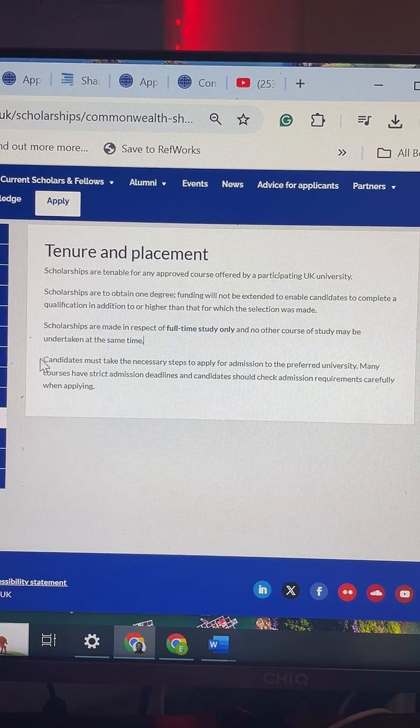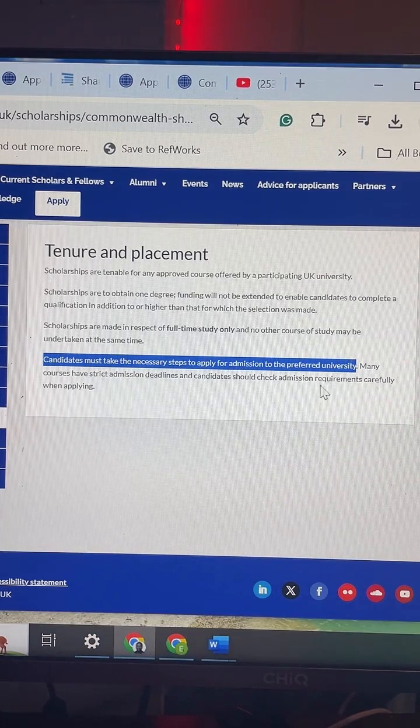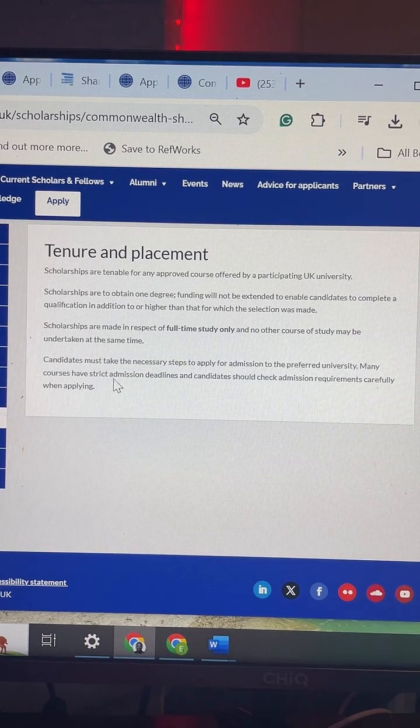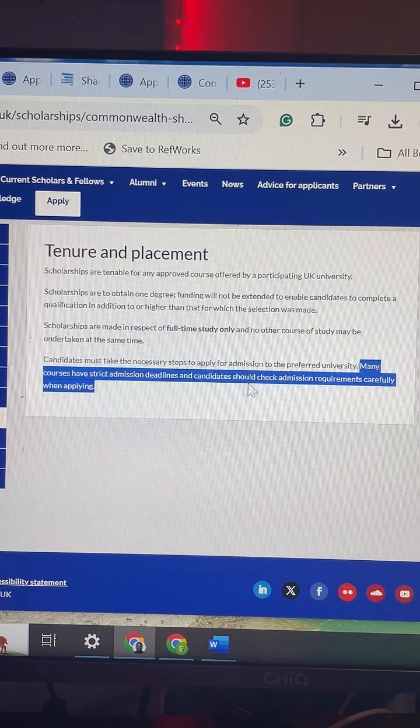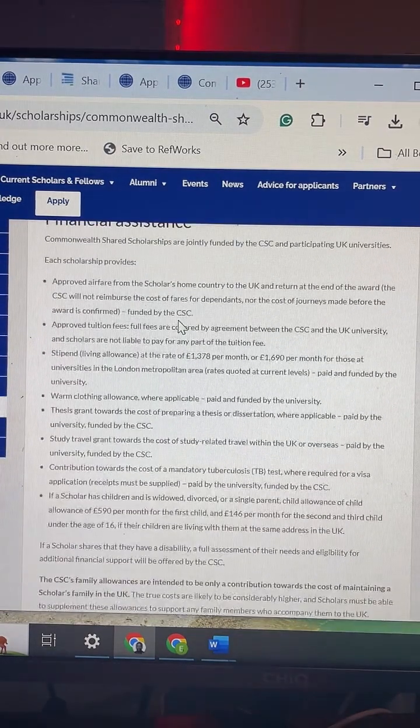And then candidates must take the necessary steps to apply for admission to the preferred university. Many courses have strict admissions deadlines, and candidates should check admissions requirements carefully when applying. So the Commonwealth Shared Scholarship does not have any hand in you getting the admission. You would have to make sure that you are getting your admission and then you are making the application for the scholarship.